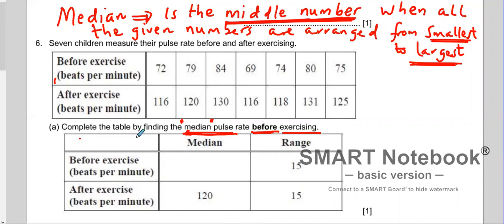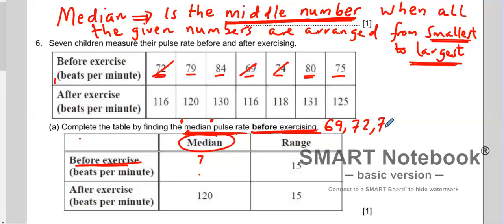Now let us see these numbers. They said complete the table by finding the median pulse rate before exercising. The median before exercising is missing. So what I simply do is to take these numbers before exercising and arrange them from smallest to largest. The smallest of all here is 69. Then after 69 will be 72, then 74, then 75. Then after 75, we go to 79, then after 79, we go to 80.